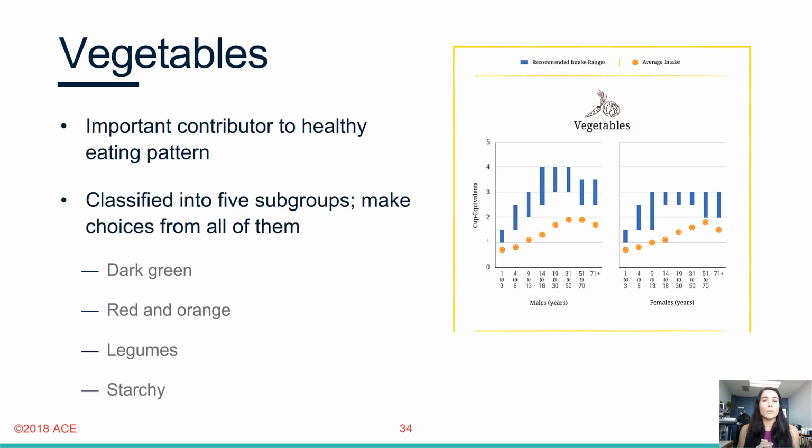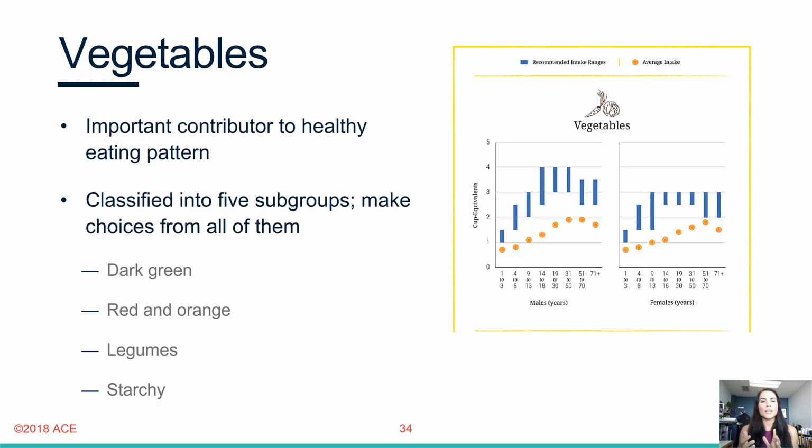So vegetables are really important, right? It's an important contributor to our daily healthy eating patterns. And what you can see on the right is a figure that shows the current vegetable intake compared to our recommended intake, where the orange dots are what we're consuming on average, with males on the left and females on the right. And then the blue is the recommended amount.